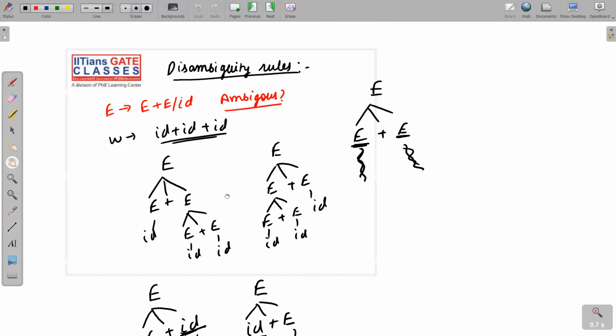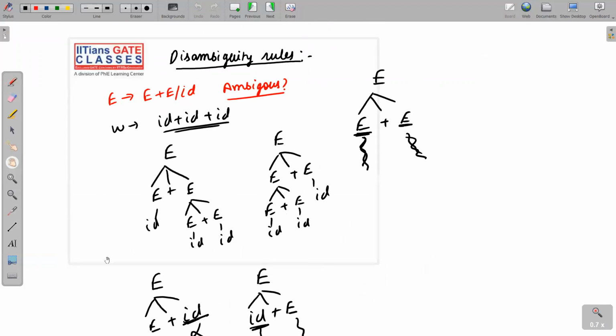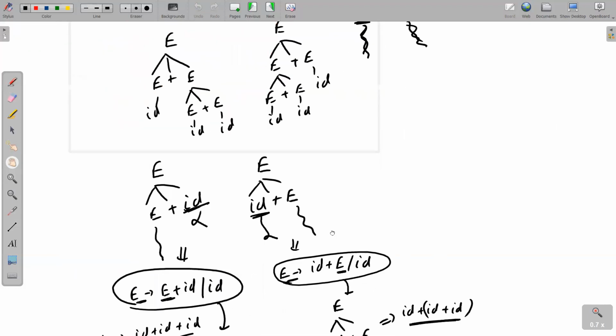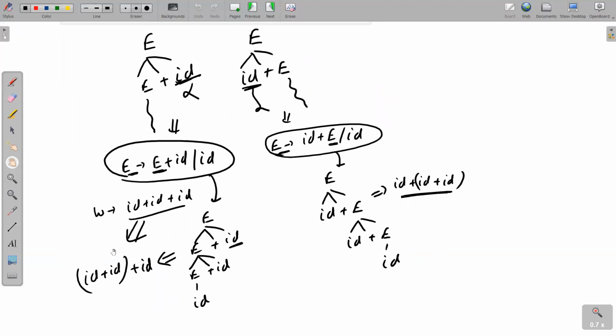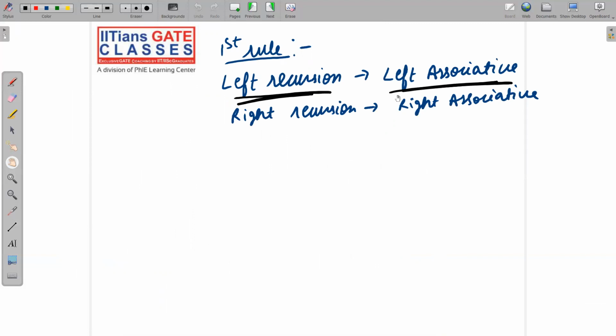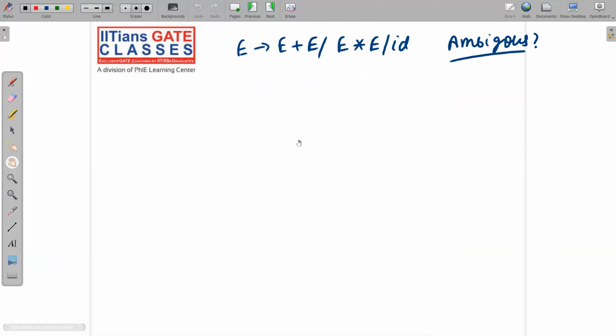Okay, I will see disambiguity rules. So try to note it down till here and then note it down till here. Done? Yeah. Now note down these things. So the first rule we have done: left recursion, left associative, right recursion, right associative. Yes. So now let's jump to the next slide.